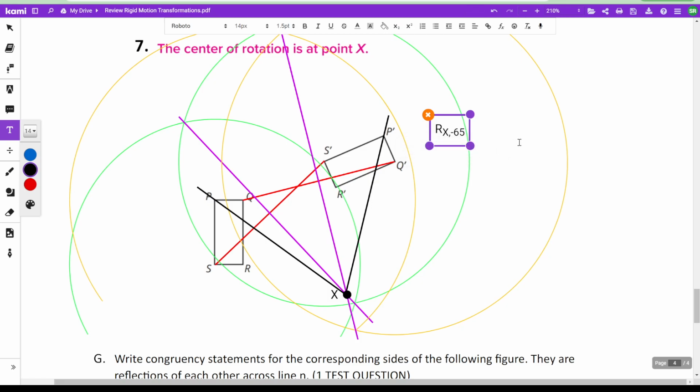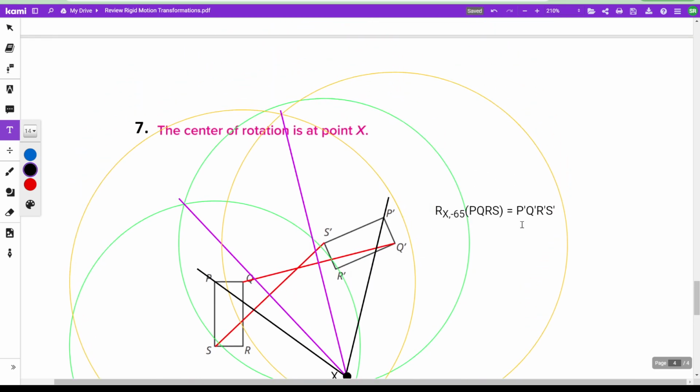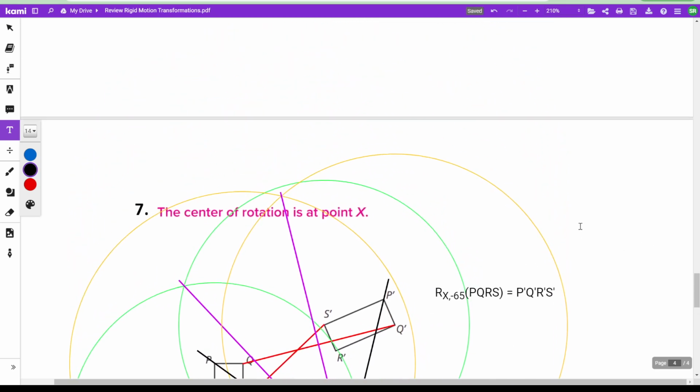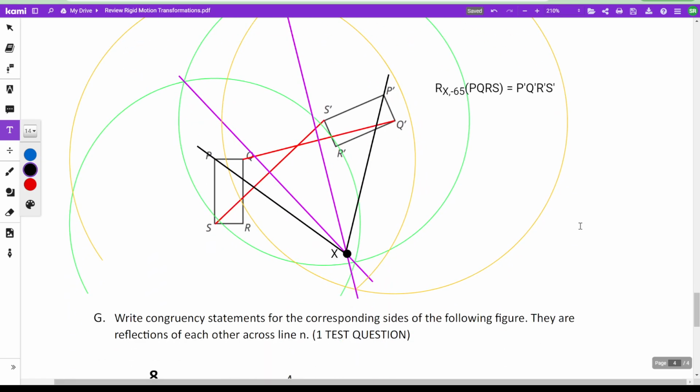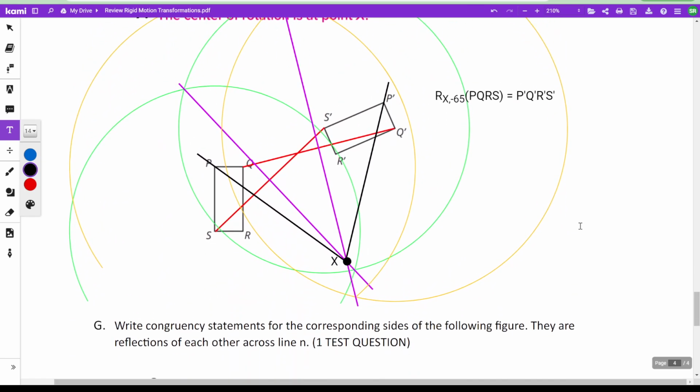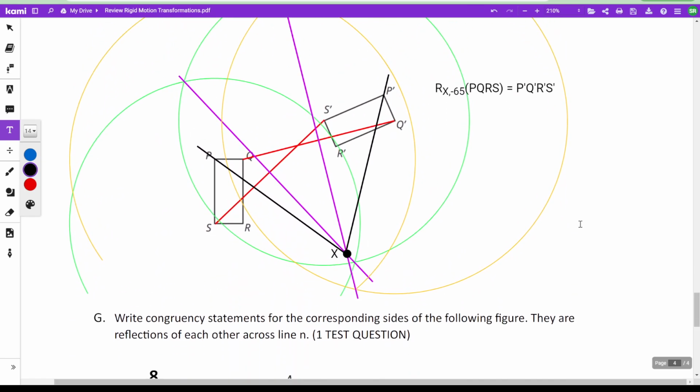And then what did we rotate? Well, we rotated PQRS. And what did it become when we rotated it? Well, it became P prime, Q prime, R prime, S prime. And there's our rotation function. Okay, so not bad at all, not really too difficult to come up with.